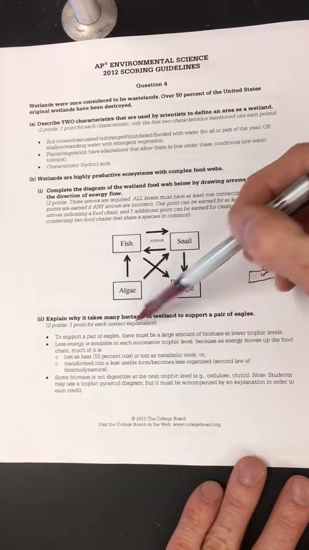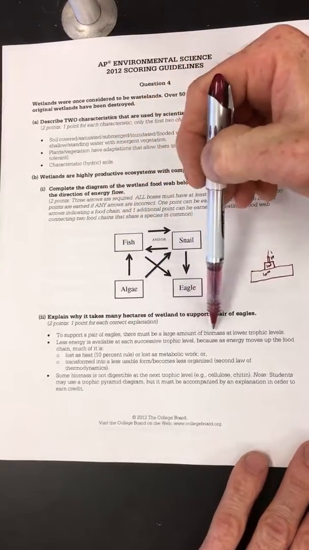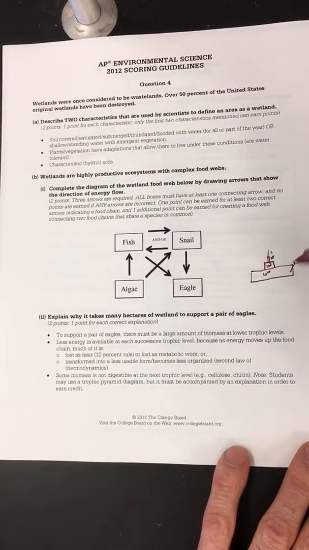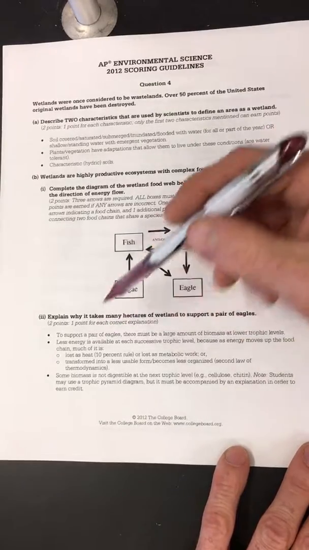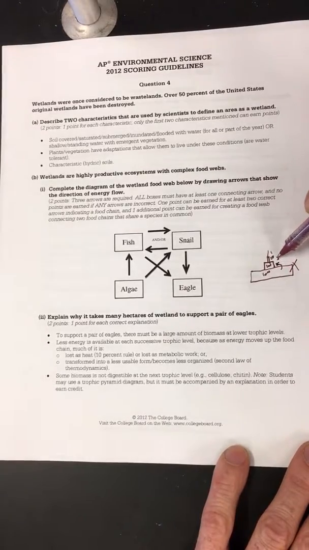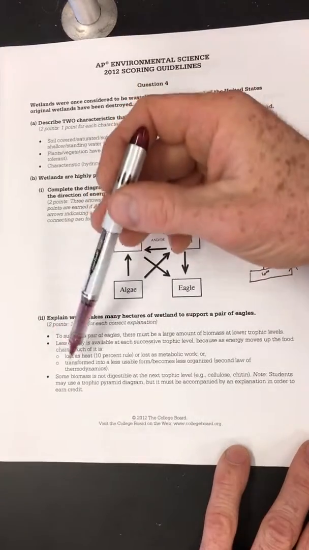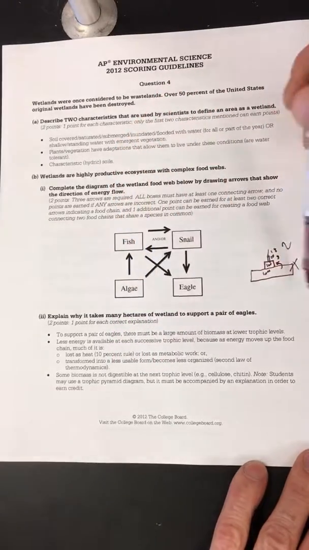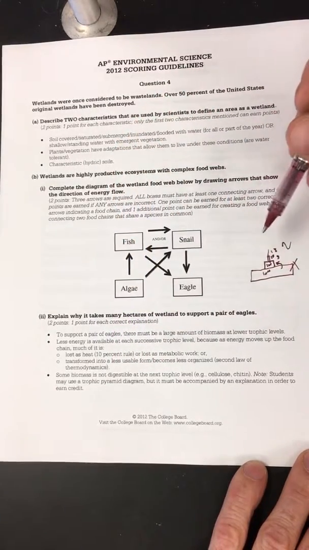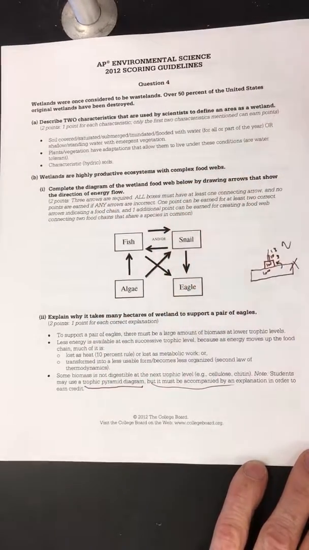2 points, 1 point for each correct explanation. So to support the pair of eagles, there must be large amounts of biomass at the low trophic levels. That's here. And less energy is available as you go up the pyramid. If you mention that, that's 2 points. And you could have mentioned that some biomass is not digestible at the next trophic level, like cellulose and chitin. You may use the trophic pyramid diagram, but it must be accompanied by an explanation. Okay, next question.